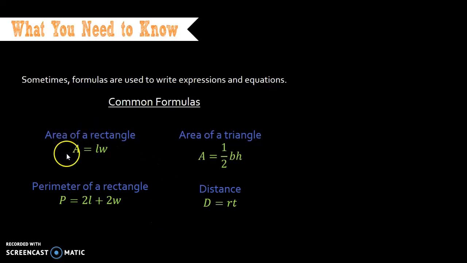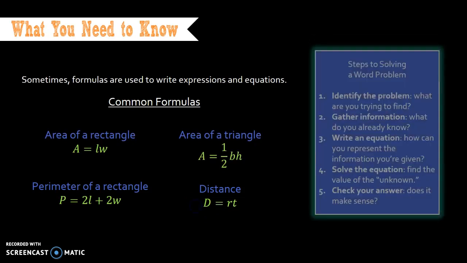We have the area of a rectangle, length times width; the perimeter of a rectangle, twice the length plus twice the width; the area of a triangle, 1/2 times the base times the height; and distance, which is measured as the rate or the speed that you're going times the amount of time you travel.